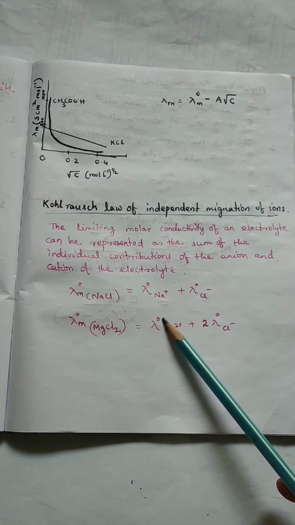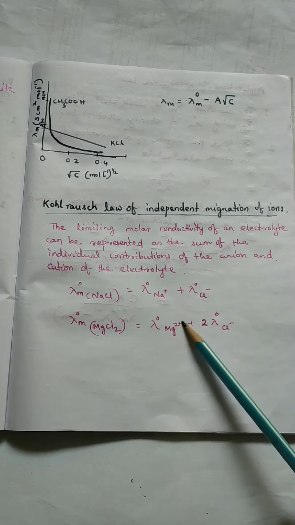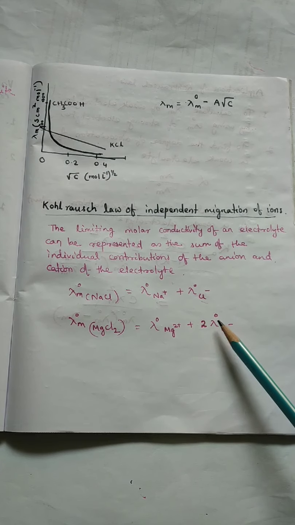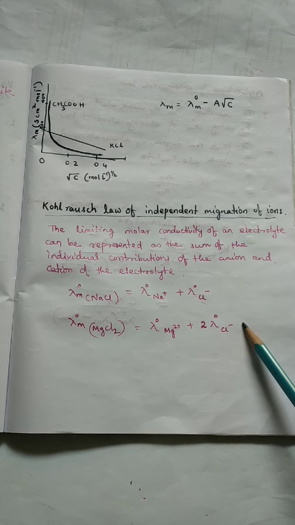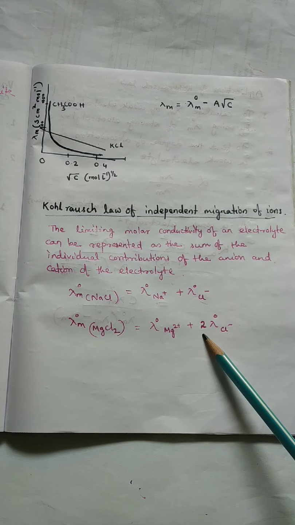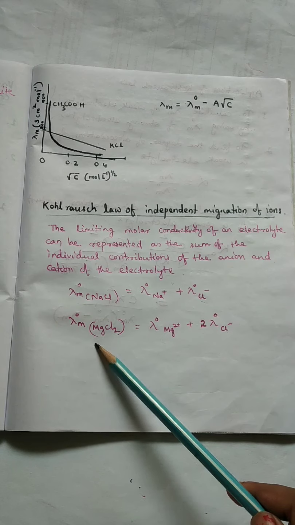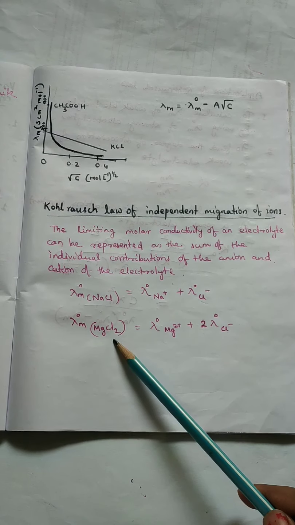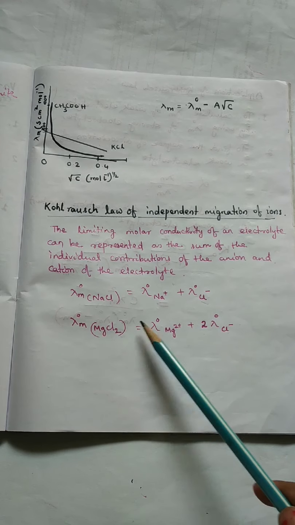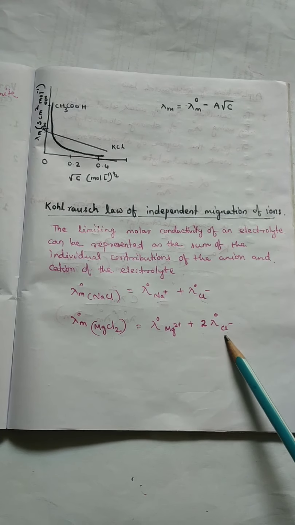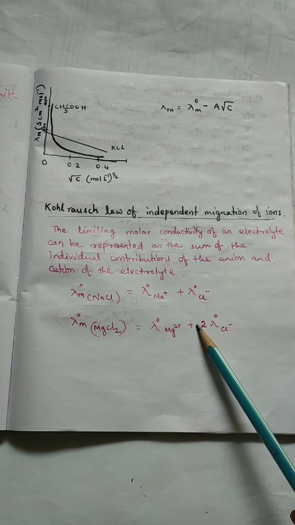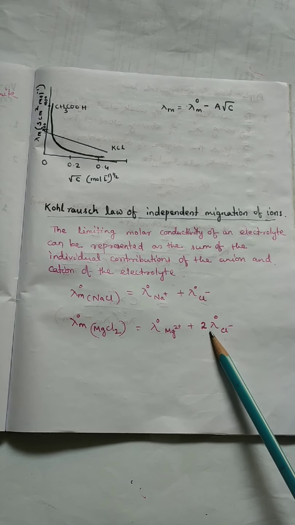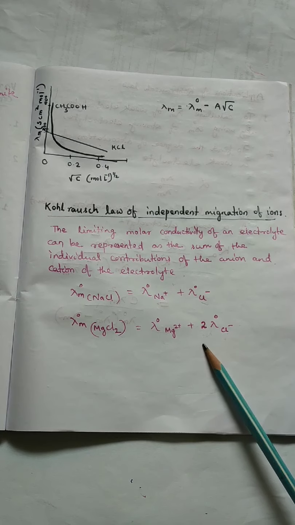Then it will be the limiting molar conductivity of the magnesium ion plus 2 times the limiting molar conductivity of the chloride ion. Now, why is 2 put? Because when magnesium chloride dissociates, every magnesium chloride unit produces 1 magnesium ion and 2 chloride ions. Therefore, 2 is used as the coefficient to calculate the limiting molar conductivity of an electrolyte.